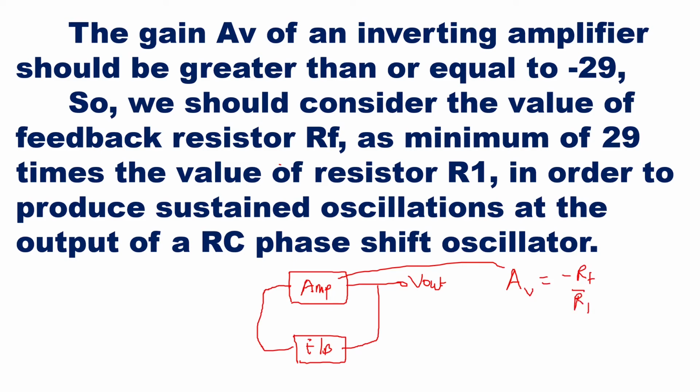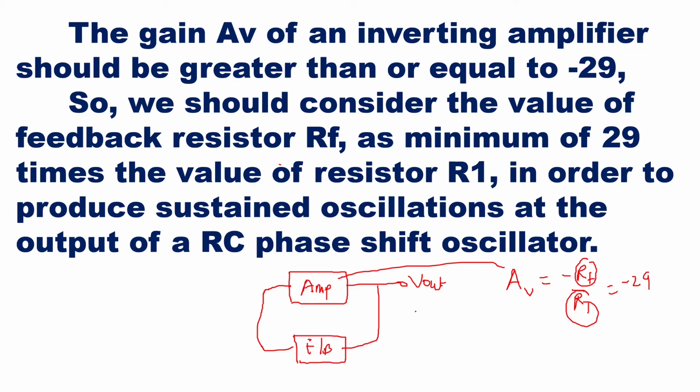And the analysis says for an RC phase shift, this gain should be equal to minus 29. So if you want to make this gain minus 29, then the feedback resistor RF should be 29 times the resistor R1. This is the one condition where we see that the value of the feedback resistor RF is a minimum of 29 times the value of the resistor R1 in order to produce sustained oscillations at the output of an RC phase shift oscillator.